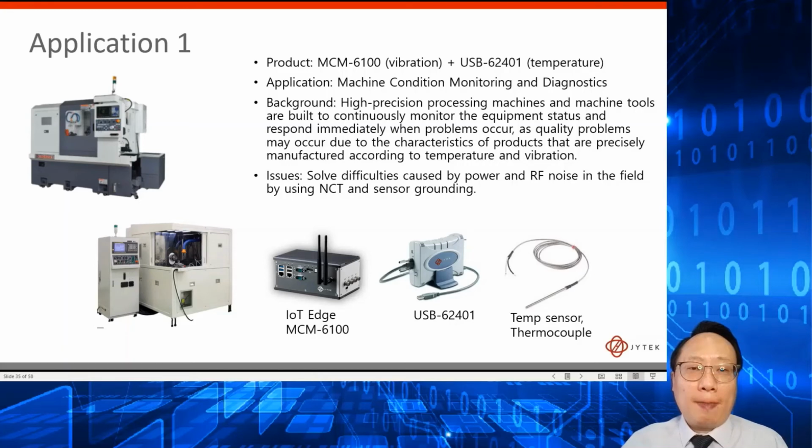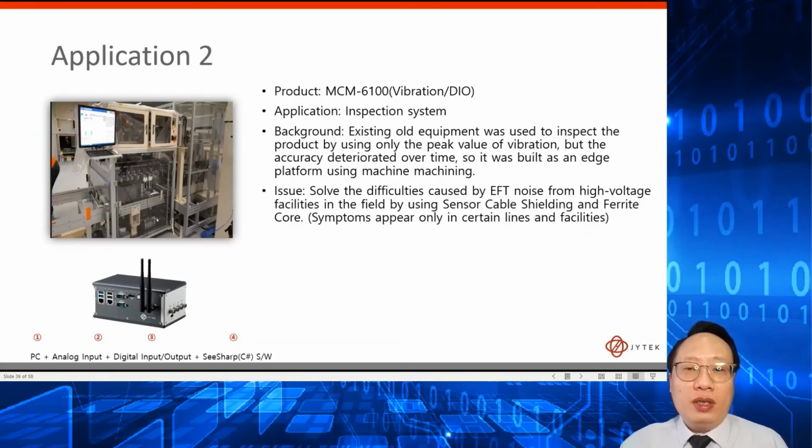The next application I'm going to share with you is also for an inspection system. Basically, the customer had been using a very old system to perform the measurement. However, the measurement was done manually, so they needed to automate it, and they are again using MCM6100 with built-in sound vibration capability to measure the signal, in this case the peak value of the vibration of the machine, to make sure that they can detect any deterioration over time when they use the machine to measure symptoms.